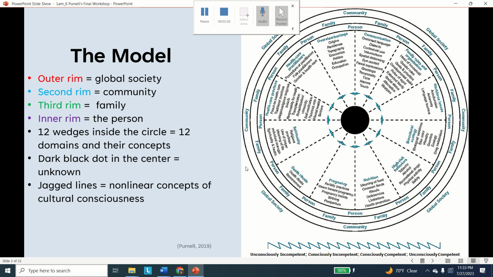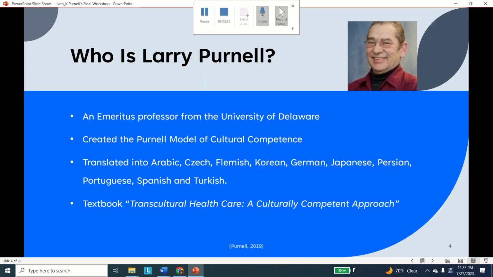Larry Purnell used to be a professor at the University of Delaware, and he created this cultural model for cultural competencies because he realized that people were ethnocentric and they were only thinking about their own culture and not the other person's culture. And since this model has been so successful, it's been translated into Arabic, Czech, Flemish, Korean, German, Japanese, Persian, Portuguese, Spanish, and Turkish. And he has also written a book as well.